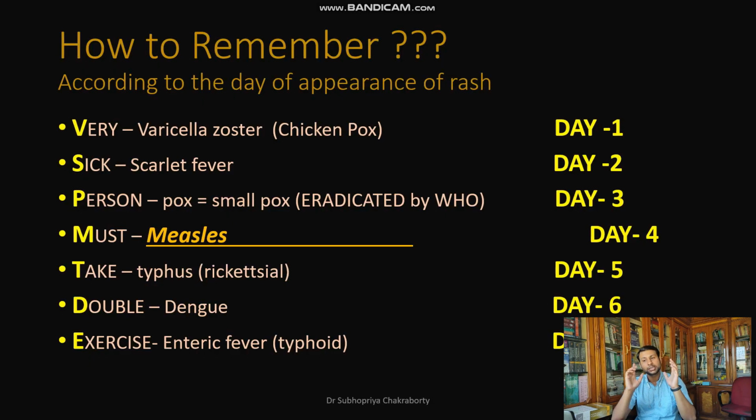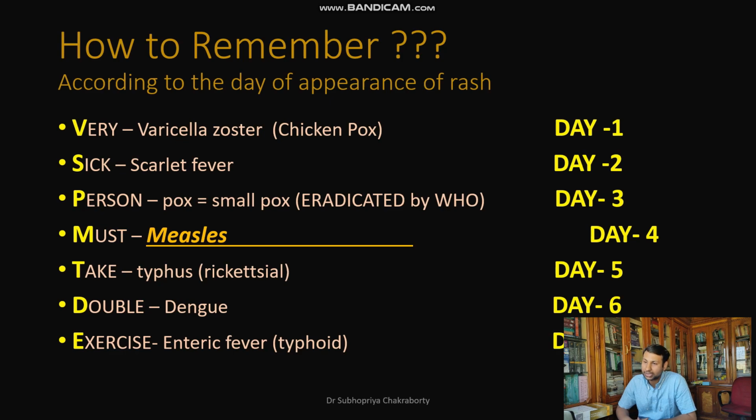Very sick persons must take double exercise. This is a very age-old mnemonic with which you can remember on which day the rashes appear, and from that we can get a clue to conclude our differential diagnosis. So, very sick persons must take double exercise.